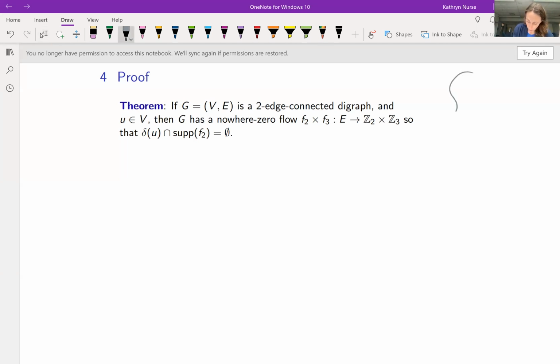So we'll just draw, this is all that we're doing. We have a vertex U, has some edges, and all of these edges are contained in the Z3 flow. They don't have any Z2 value, like it's 0 for Z2. So that's what the statement means. And then we prove this by induction.